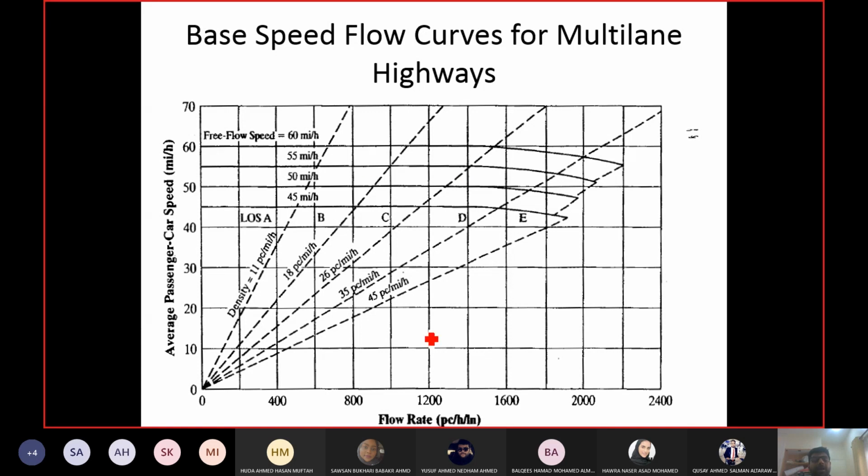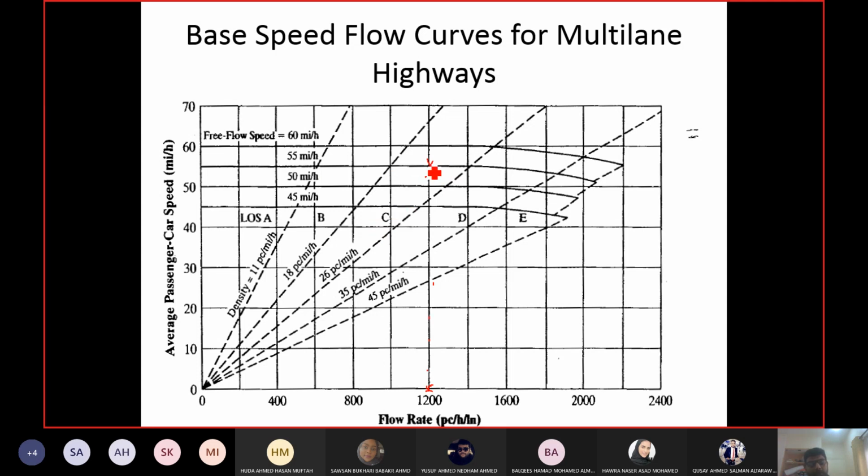Okay, multi-lane highway, so I will use these curves. Flow 1200, mark this point, then draw a line towards a free flow speed which is 55. So free flow speed of 55, the line intersects at this point. This is the curve of 55. So you can see this point is shown in the range of level of service C. Okay, so now you know the level of service.